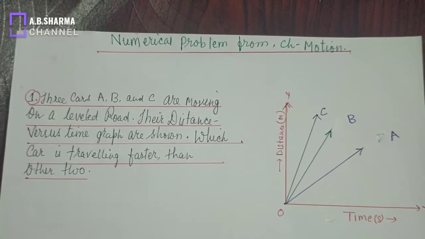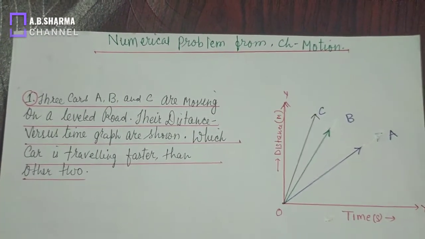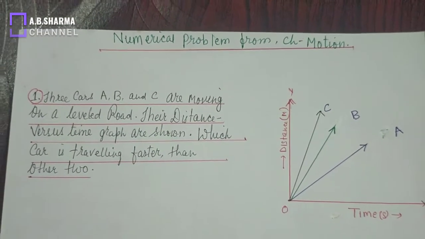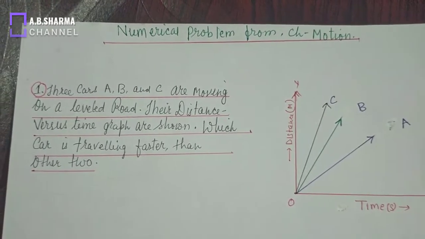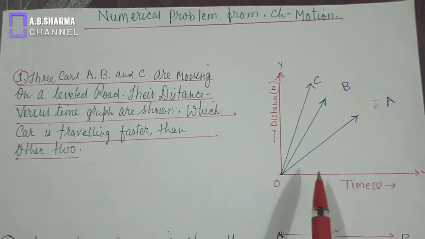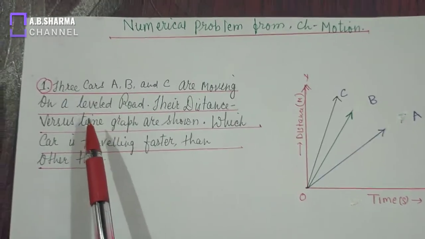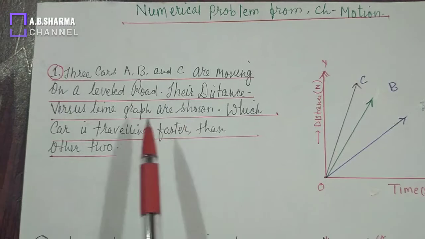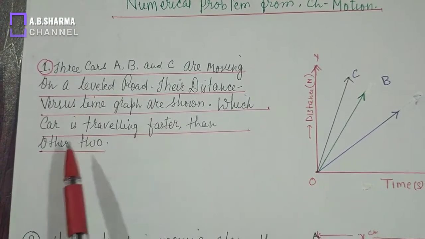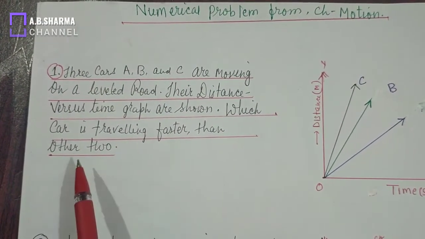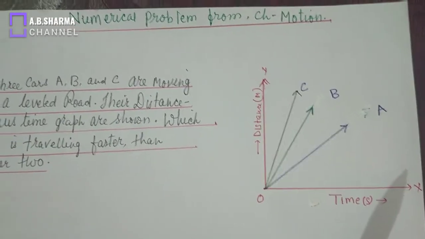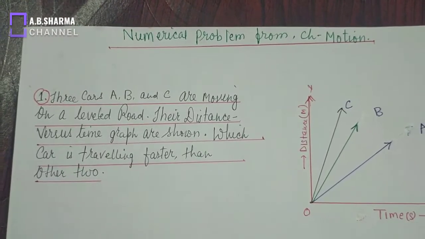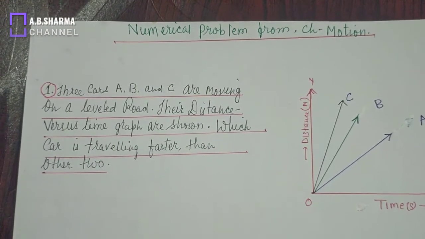In this part of the video, I have brought some numerical problems for you, and these numericals are from the chapter Motion. So the first question is that a graph is given here, and the question is: three cars A, B and C are moving on a level road. Their distance versus time graphs are shown. Which car is traveling faster than the other two? See the graph and give the answer. You pause the video and try to answer by yourself.